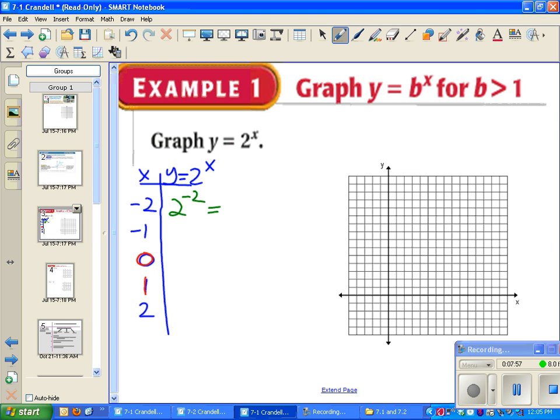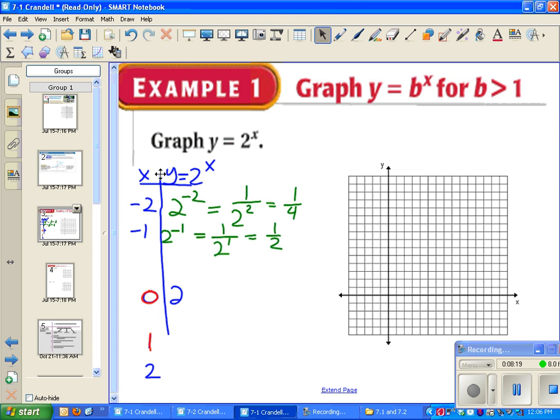Okay. 2 to the -2, hopefully you did 1 over 2 squared, and you would get 1/4. 2 to the -1, you move that downstairs, so it's 1 over 2 to the first power, which is 1/2. Right, when you plug in 0, 2 to the 0 is just 1. 2 to the first is 2, and 2 squared is 4. Okay, our asymptote is going to be right here on the x-axis at y equals 0.